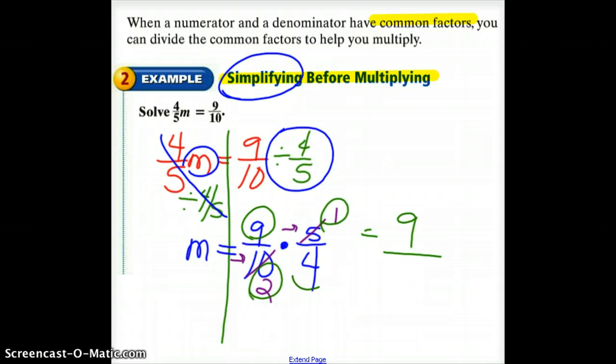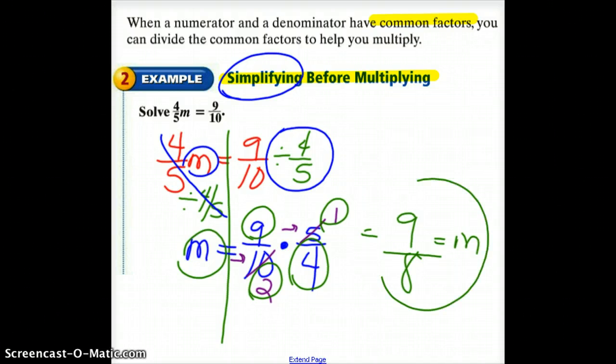2 times 4 is 8. M equals 9/8. So I multiplied by a reciprocal and I cross-simplified to get my answer.